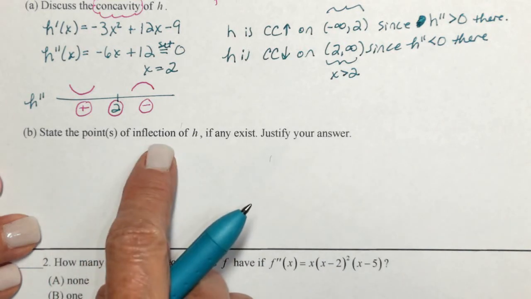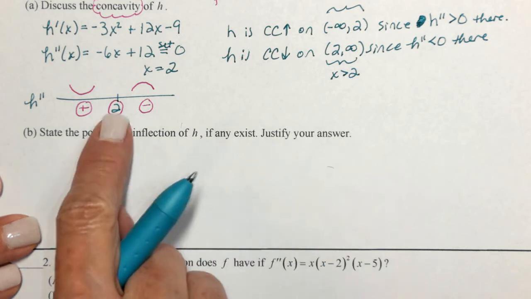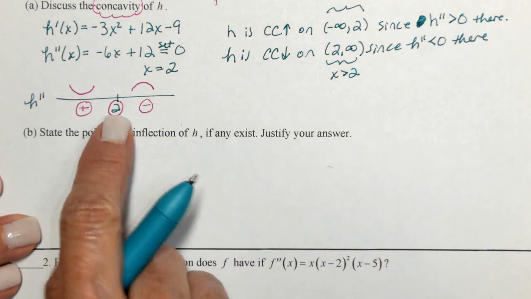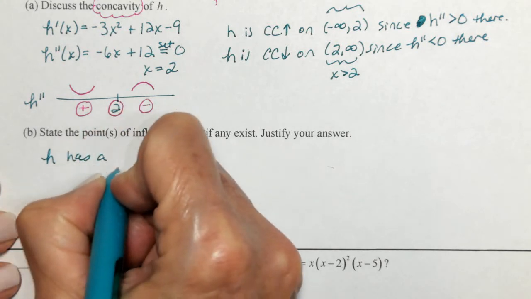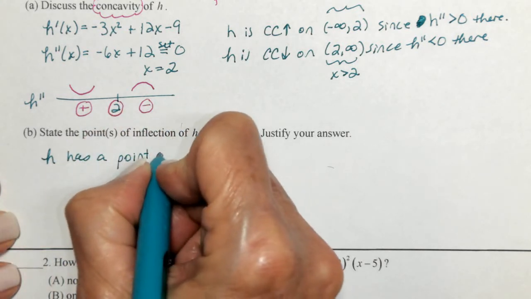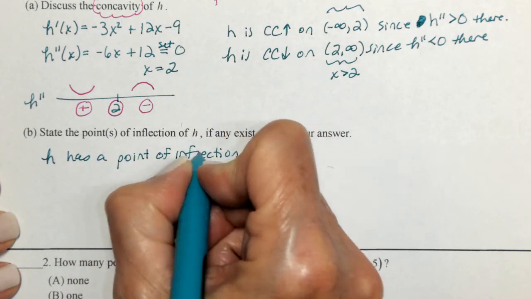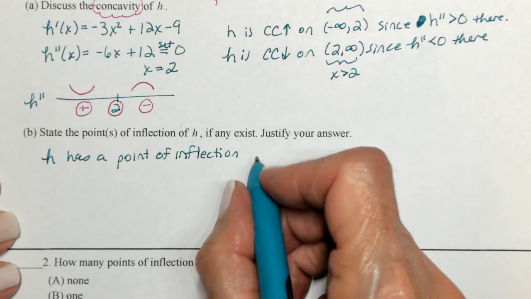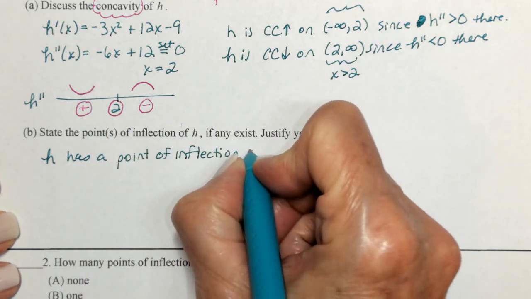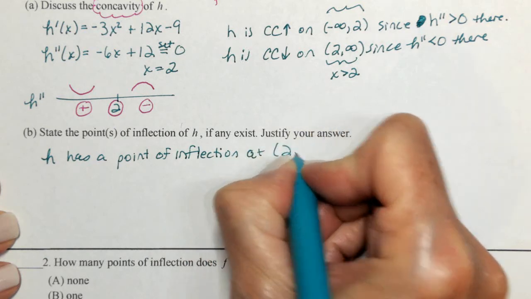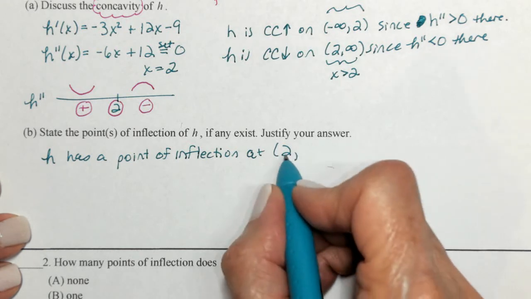State the point of inflection. Points of inflection of H, if any exist. Justify your answer. Well, we already did all the work for this, so I'm just going to state my answer. H has a point of inflection... Well, I didn't do all the work for it. I found the x value of it, so I'm going to start this at 2, and now I need to find the y value when x is 2.